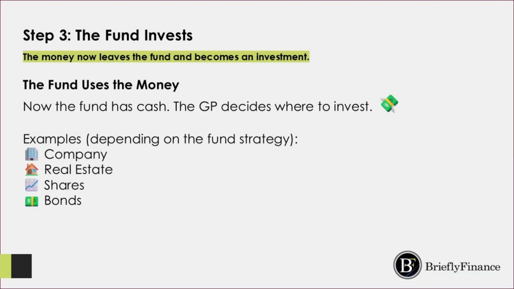This is where the GP begins doing their job. They decide where to invest the money. Depending on the strategy of the fund, that investment could be in companies, real estate, listed shares, bonds, or many other types of assets. Notice something important. The cash doesn't disappear. It simply changes form. Instead of holding cash, the fund now owns investments.